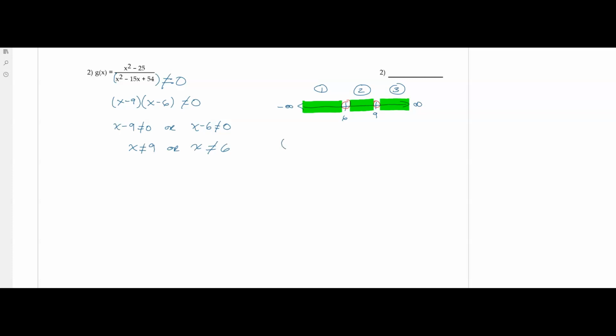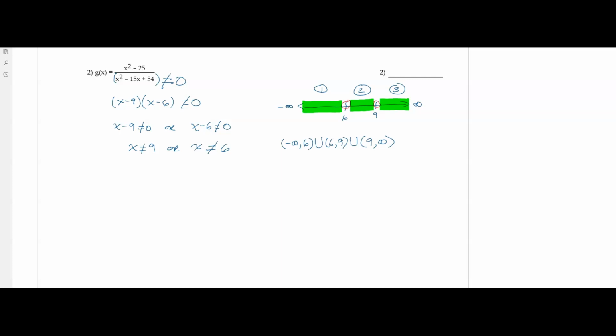All right, so let's find the domain in interval notation. We start at negative infinity, so open parenthesis, negative infinity to 6. 6 is not part of the domain, so close parenthesis. Now I'm adding number 2, so I use the union sign. Then I start at 6, not included, so I put an open parenthesis, and it goes from 6 to 9. But 9 is not included, so 6 to 9, close parenthesis. Then there's another set, so I put a union sign and go from 9 to infinity, and that's it.